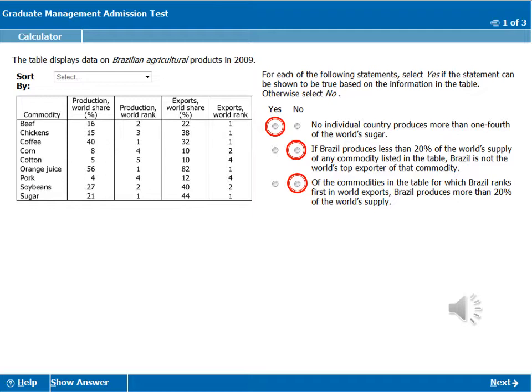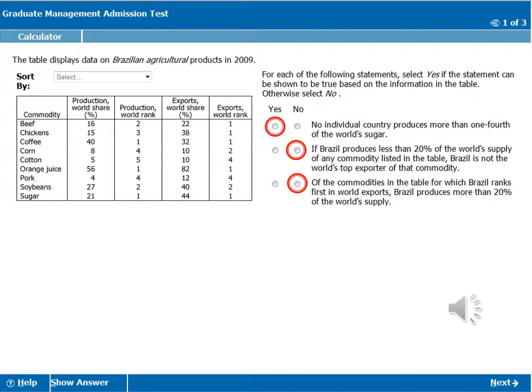The second statement reads, if Brazil produces less than 20% of the world's supply of any commodity listed in the table, Brazil is not the world's top exporter of that commodity. To solve this problem, look at the second column titled Production World Share. In this column, we can see that Brazil produces less than 20% of the world supply for beef, chickens, corn, cotton, and pork. Yet despite producing less than 20% in these areas, the column on the far right informs us that Brazil is the top exporter for beef and chickens, but does not produce 20% of the world's supply. This makes this statement false.